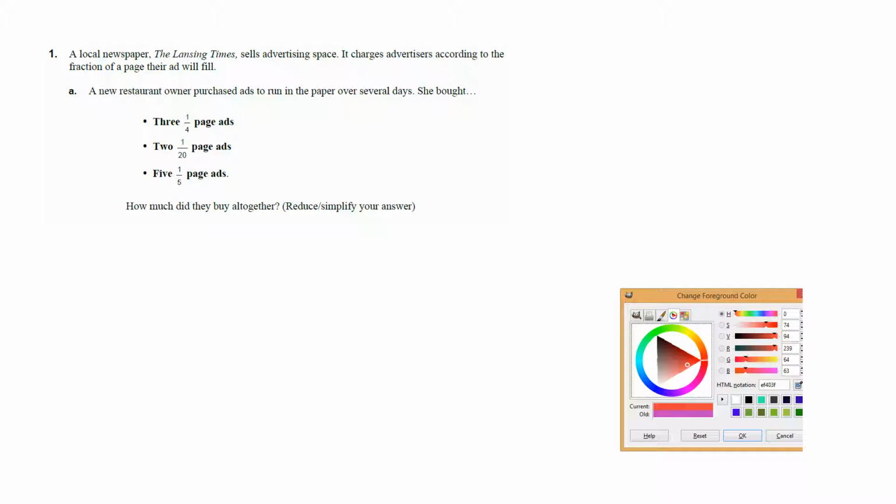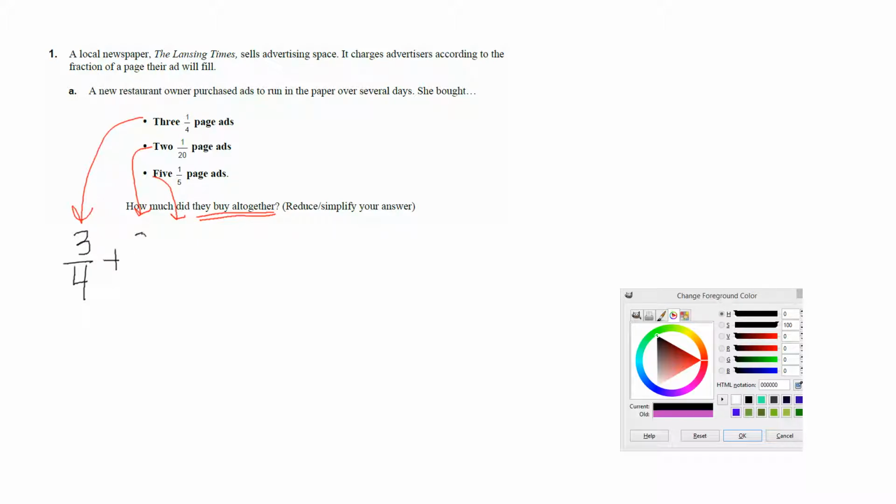This first question asks us to find how much this person who wants to advertise bought altogether. They bought a certain amount of 1/4 page ads, of 1/20th page ads, and of 1/5 page ads. Well, how many 1/4 page ads did they buy? They bought 3. So that's 3/4 of a page. And they bought 2/20ths of a page. And they bought 5/5 of a page. I'm just going to write that as 1. And we need to add these up.